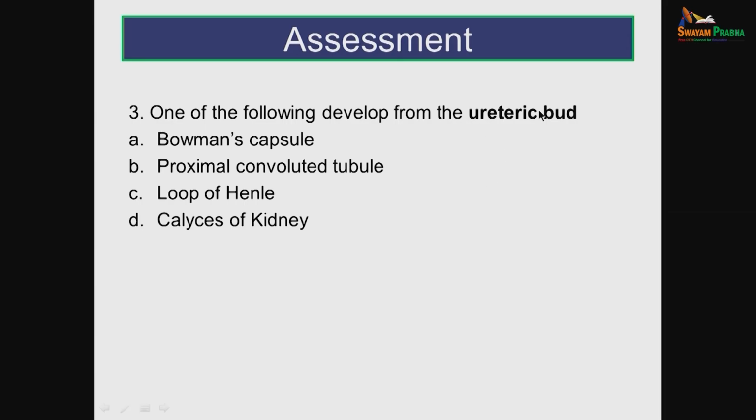One of the following develops from the ureteric bud: Bowman's capsule, proximal convoluted tubule, loop of Henle, calyces of kidney. The answer is D. Calyces of kidney. As we have mentioned earlier, the ureteric bud gives rise to the collecting tubule, major and minor calyces, pelvis of the ureter and the ureter. So the answer is calyces of kidney. We will move to the next question.